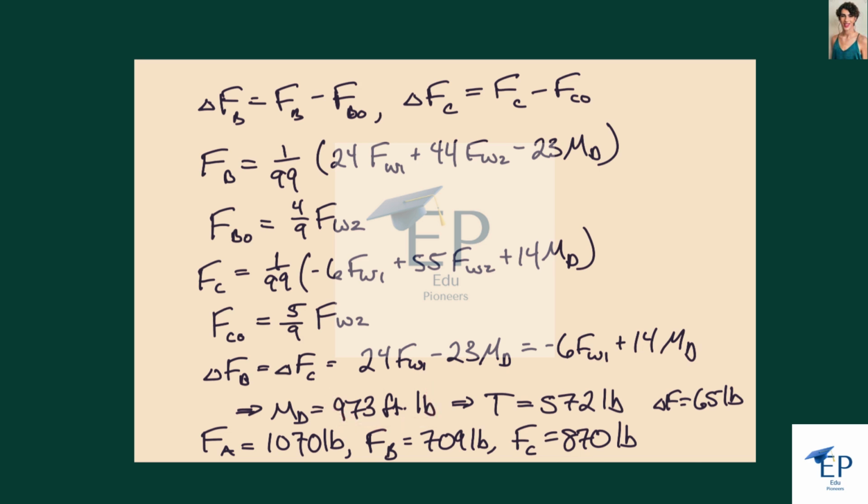and that is 973 foot-pounds. And then we know the moment arm from the bar spring that attaches to the hitch and to the chain. And so we want the tension in the chain, so we need to divide by the length of that moment arm, which is 1.7 feet. And so we get that the tension in the chain is 572 pounds.